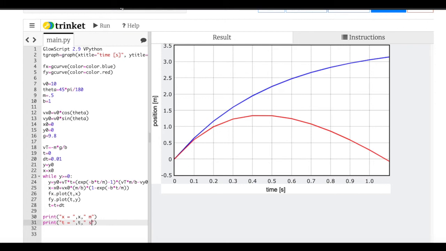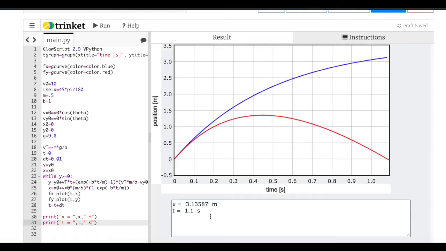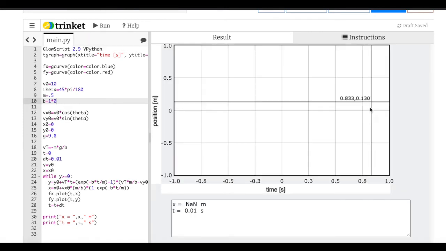Okay, that way we'll get the range. Cool, I'm pretty happy with that. Now, the range equation. Here's what we do. What if I make the drag parameter zero? Let's just run this. And I'm not even going to check, because I think it's working.